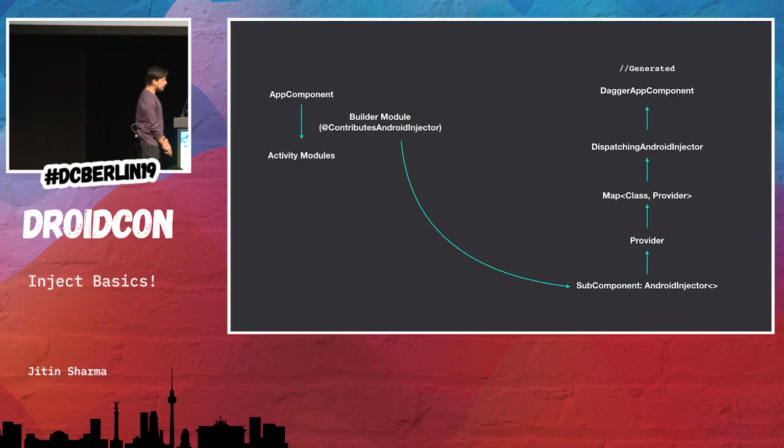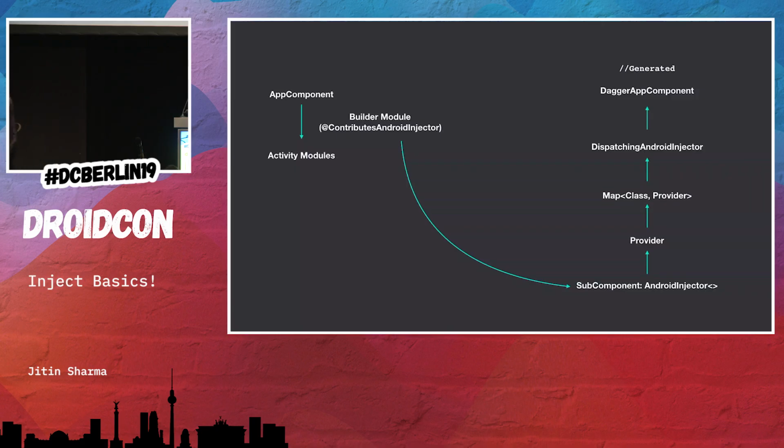Subcomponents are like normal components, but they can inherit properties of the main component. If you create a subcomponent with a parent class, it gets the dependencies inside the parent class also. And it implements an interface called AndroidInjector, which has a single method called inject(this), the same as AndroidInjection.inject(this).